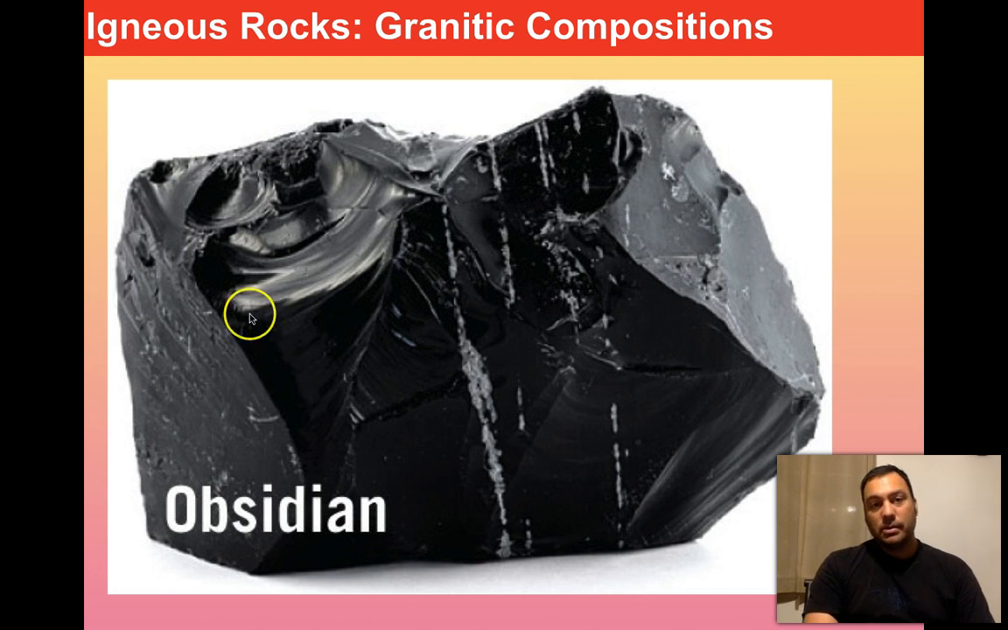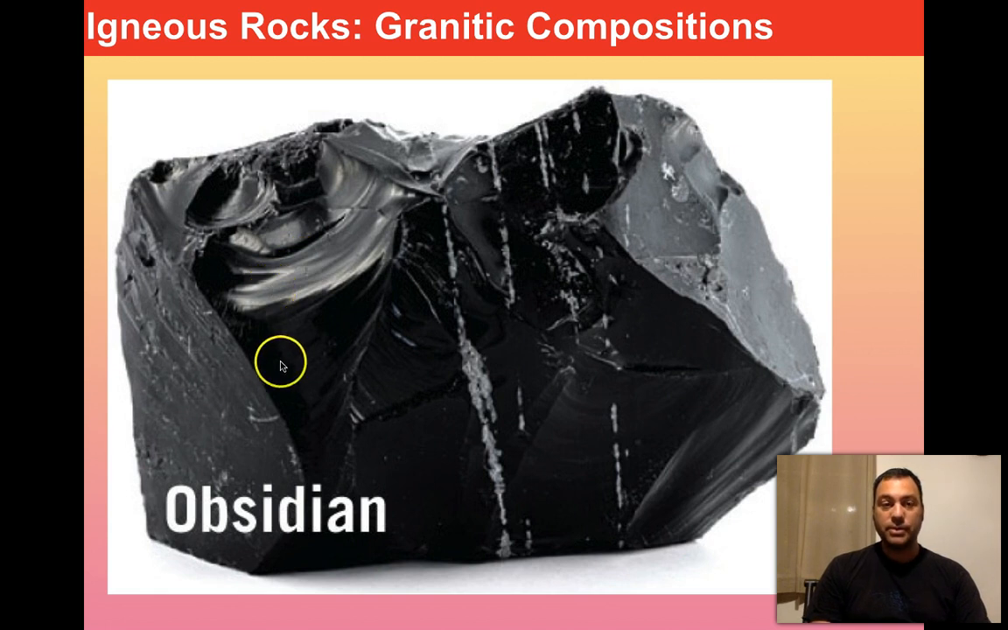But notice this conchoidal fracture. Notice that we don't see any crystals anywhere. This is a glass, right? This is a granitic material that never formed any crystals because it got cooled so rapidly that crystals didn't have time to form. And so the type of rock that this is called is obsidian. And we usually refer to all forms of volcanic glass this way, because essentially this is a volcanic rock. This cannot form underground. It can only form up on the surface.